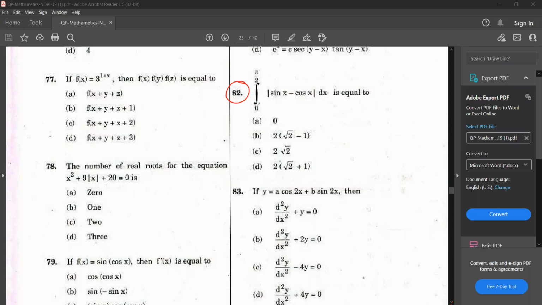Question number 82, integral 0 to pi by 2 modulus of sin x minus cos x dx is equal to. So what does this question mean? There is a modulus sign, so you may have to split the function. Okay, all of you try that.